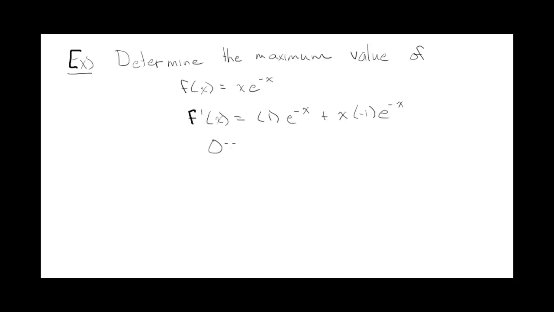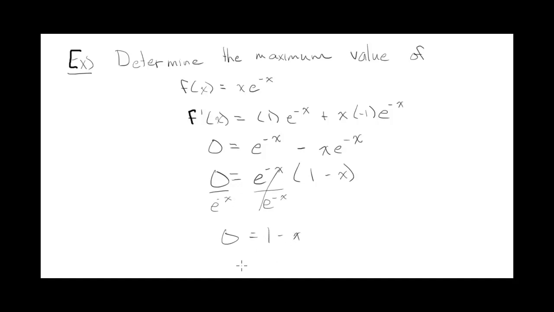Setting that equal to 0 and simplifying, we get e to the power of negative x minus x times e to the power of negative x. I'm going to common factor e to the power of negative x, so we get 1 minus x. Set that equal to 0. e to the power of negative x is never 0, so you can divide by e to the power of negative x, and those go away. And you should have 0 equals 1 minus x, which means x equals 1 is the critical number.